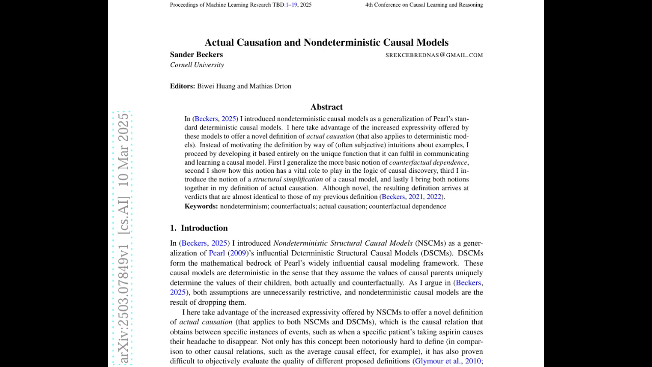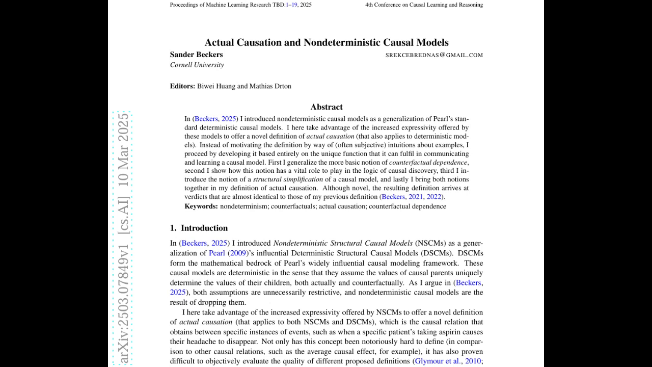Exactly. So that's where these non-deterministic structural causal models come into play, NSCMs. The paper uses them to acknowledge that in the real world, the same action sometimes can lead to different outcomes. And that makes figuring out the actual cause a lot more challenging. It really does. One way to think about it is this.